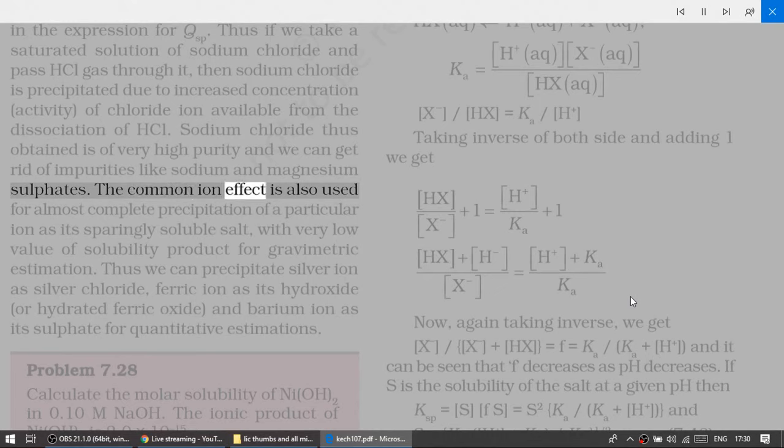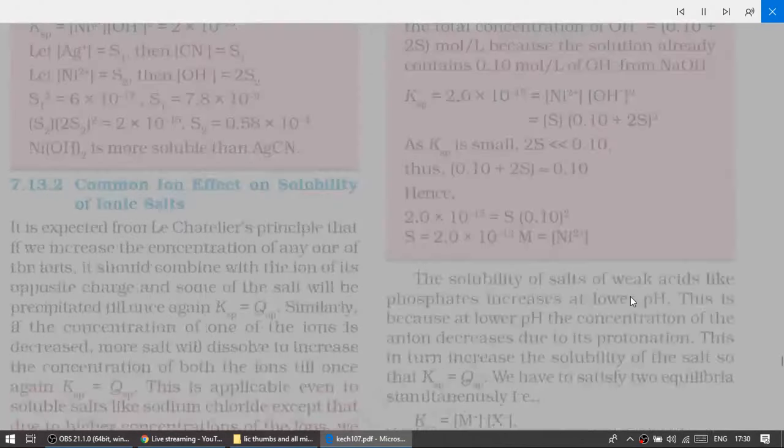Sodium chloride thus obtained is of very high purity, and we can get rid of impurities like sodium and magnesium sulfates. The common ion effect is also used for almost complete precipitation of a particular ion as its sparingly soluble salt, with a very low value of solubility product, for gravimetric estimation. Thus we can precipitate silver ion as silver chloride, ferric ion as its hydroxide or hydrated ferric oxide, and barium ion as its sulfate for quantitative estimations.